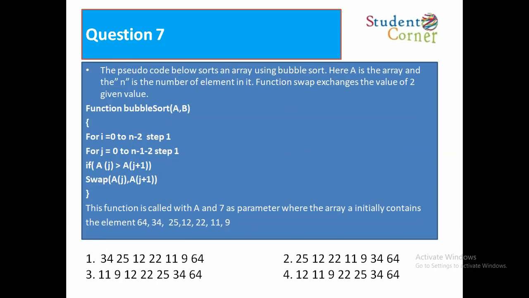Question number 7. The pseudocode below sorts an array using bubble sort. Here A is an array and n is the number of elements in it. Function swap exchanges the values of two given elements. Function bubble sort(A, n): for i = 0 to n-2 step 1, for j = 0 to n-i-2 step 1, if A[j] > A[j+1], swap A[j], A[j+1]. It means one pass completes to get the output. This function is called with A and 7 as parameters, where the array A initially contains the elements 64, 34, 25, 12, 22, 11 and 9. After completion of one pass, the largest element is stored in the last position and the remaining elements are the same. So the answer is 1.